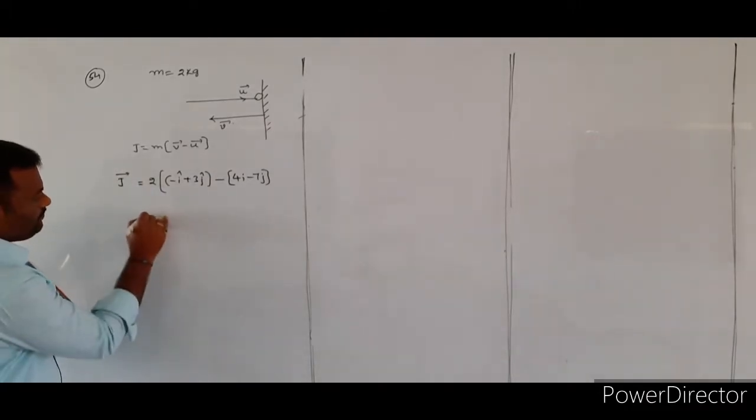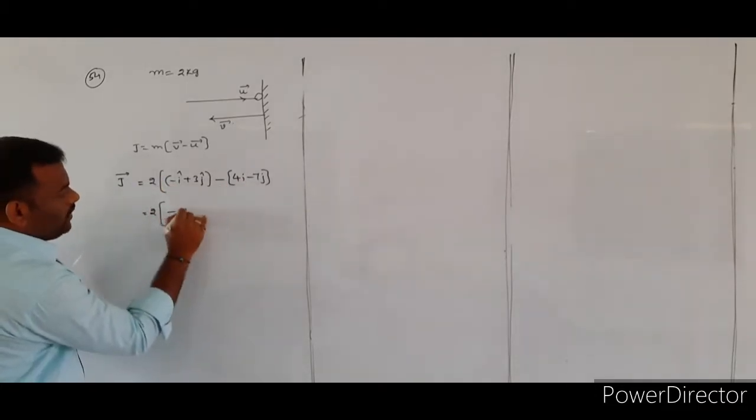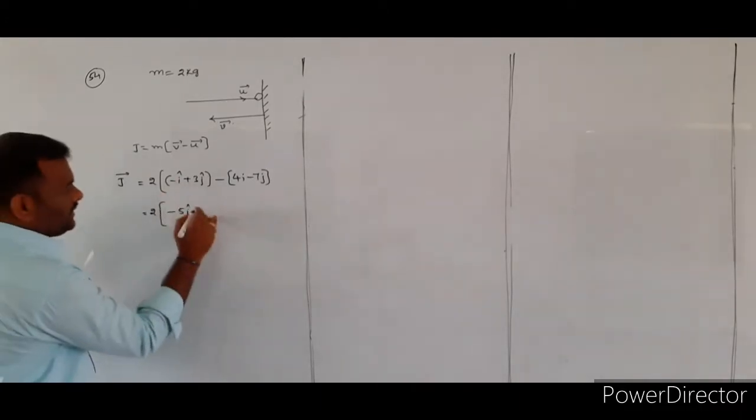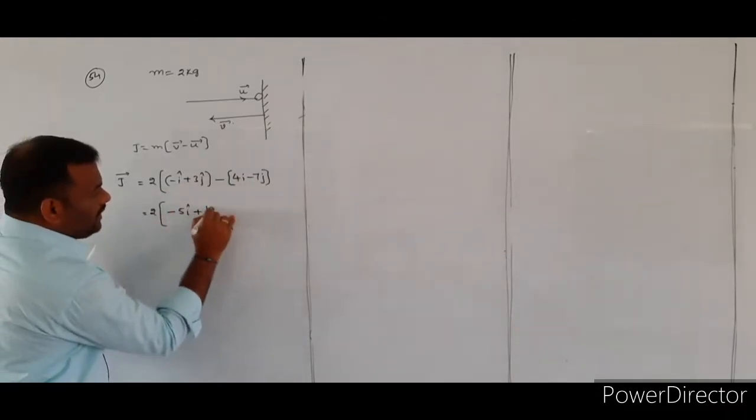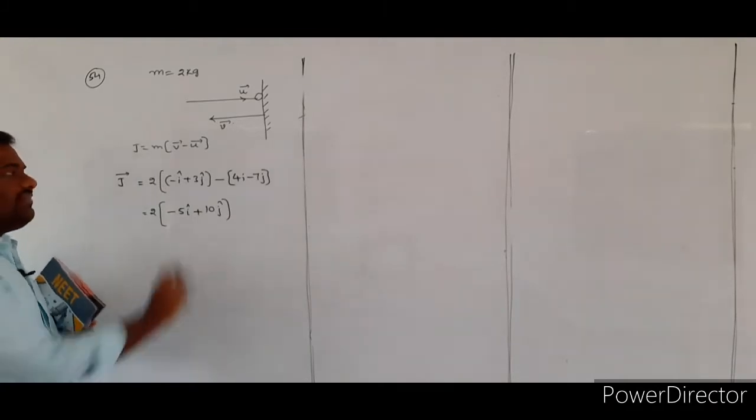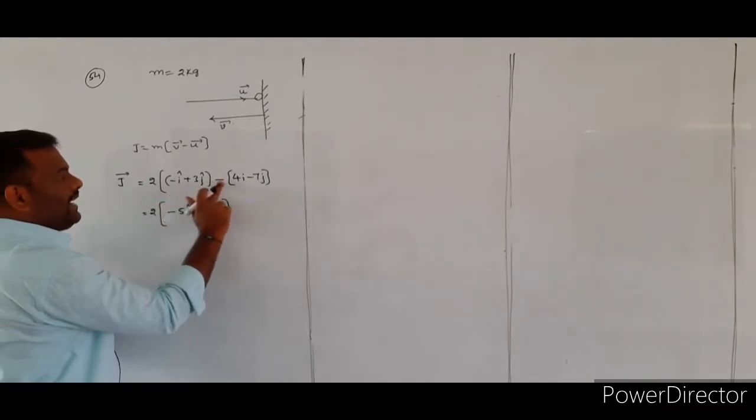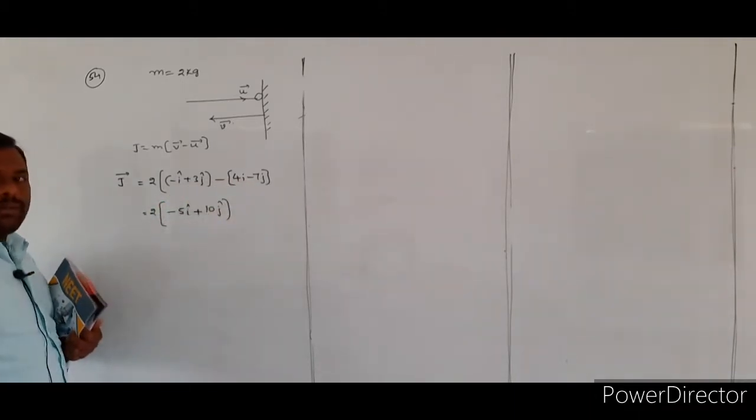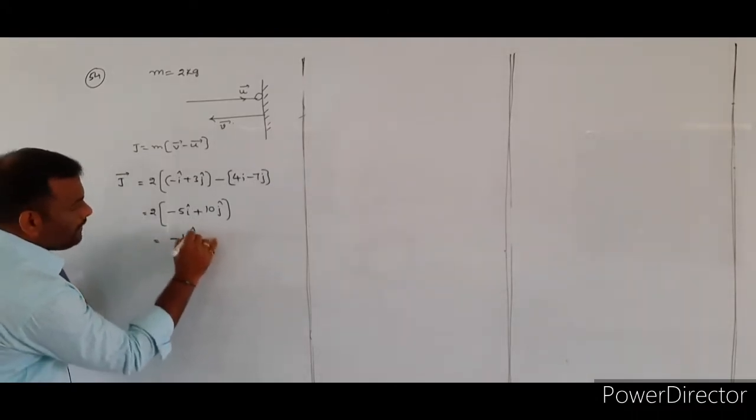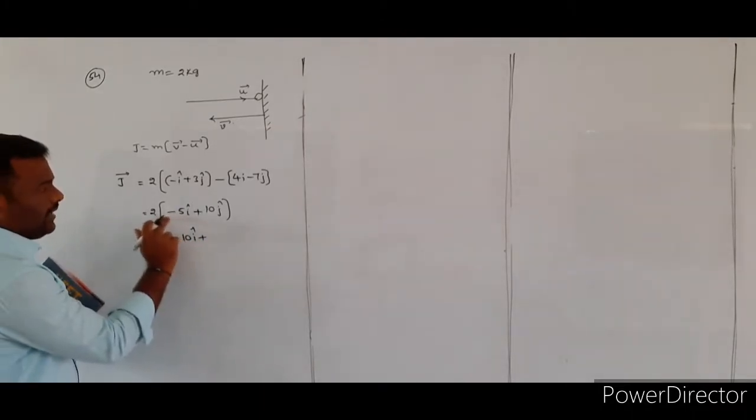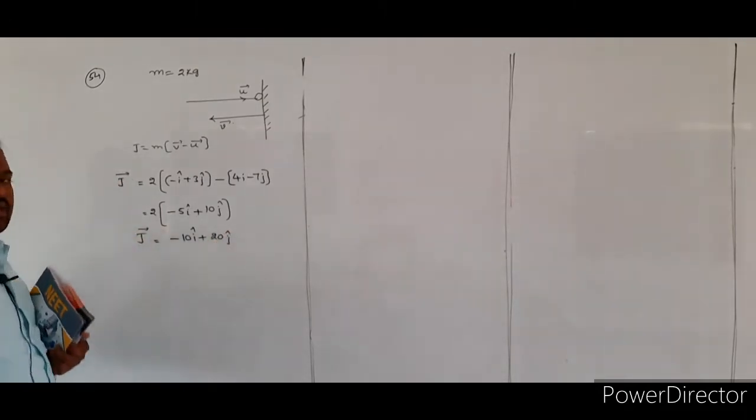Now we will simplify. 2 into, this is minus i cap, again minus 4i, so its value is minus 5i cap. Again here it is plus 3j cap, minus of minus 7 becomes plus, so that is 10j cap. Already the 2 is there. So the impulse vector is equal to minus 10i cap plus 2 tens are 20 into j cap. This is the vector representation.